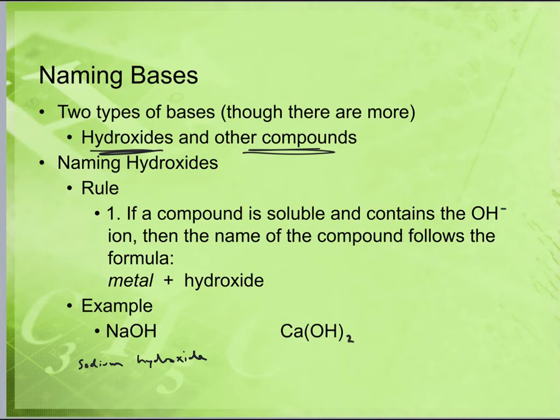Ca(OH)2, it's got the hydroxide ion on it. We just need to name the metal then. Calcium hydroxide, right? Naming hydroxides should be the easiest part of this section. So that's it there.